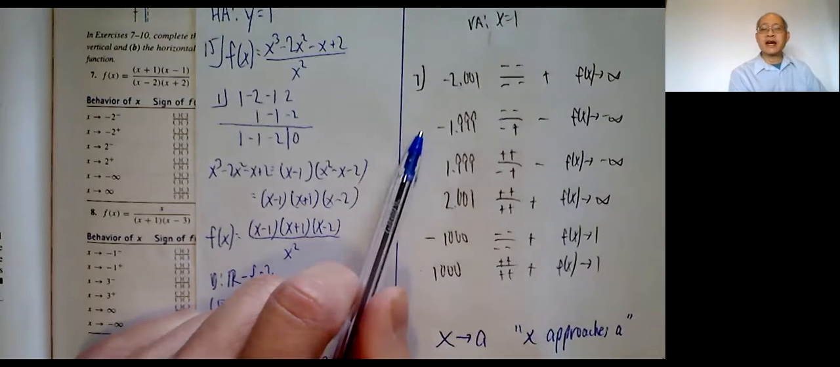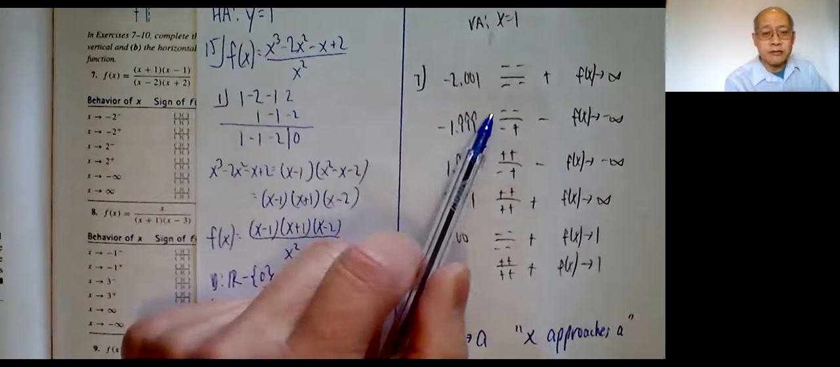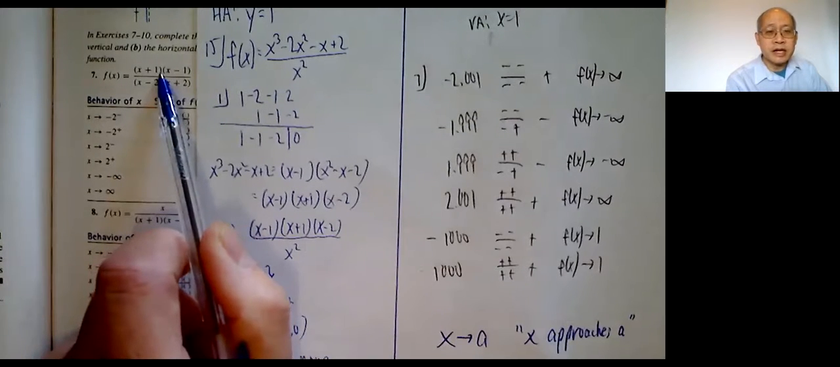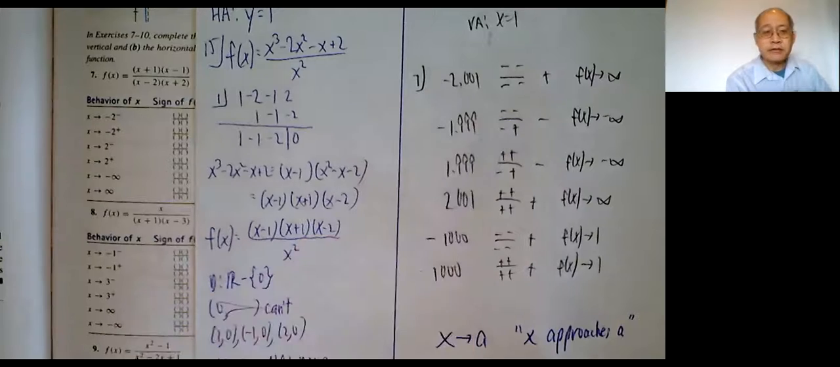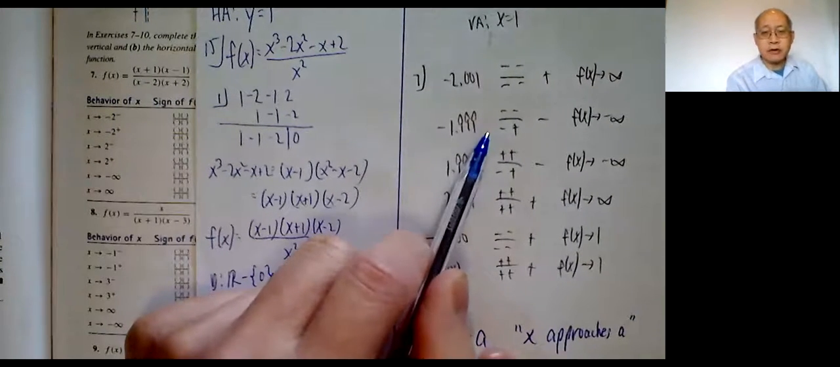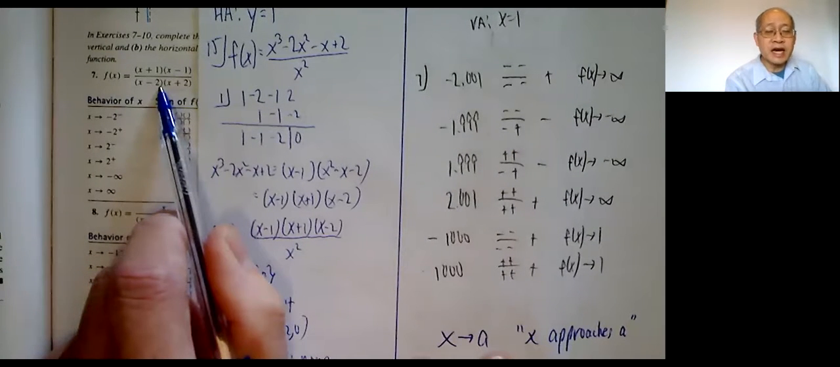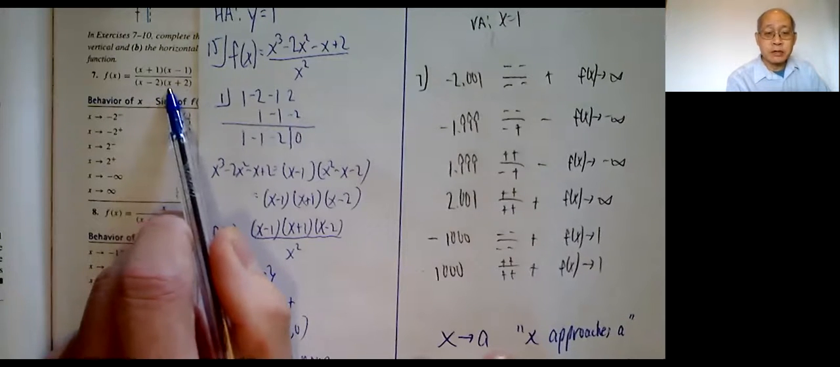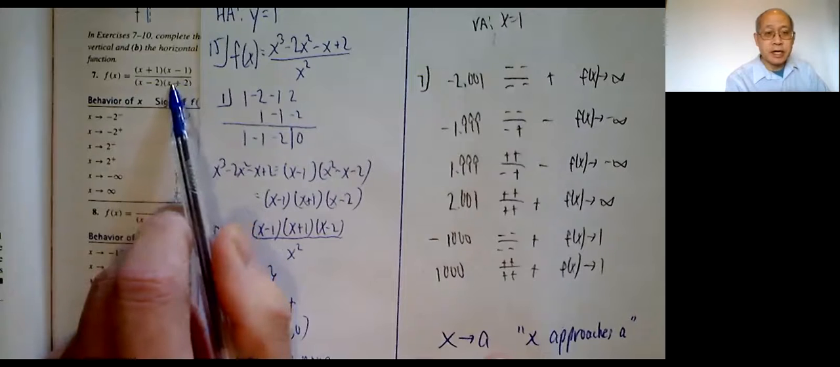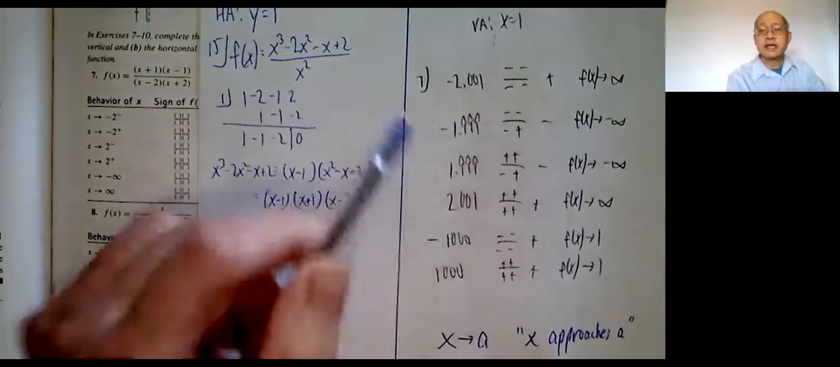Negative 1.999, same thing. Plug in negative 1.999, add 1, negative. Negative 1.999 minus 1, that's negative. Negative 1.999 minus 2, that's still negative. But look at that last one. Negative 1.999 plus 2. That's a very small positive. And that's what makes this thing go to infinity. You're dividing by a small number. Remember, when you divide by a small number, you get a big number. So I have 3 negatives. 3 negatives leaves me with a negative. So f of x approaches negative infinity.